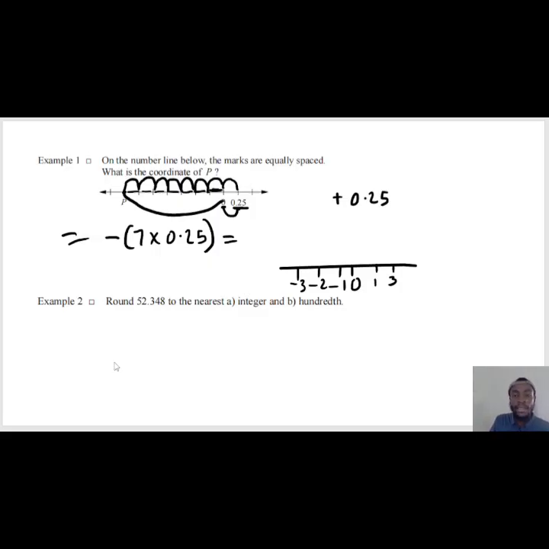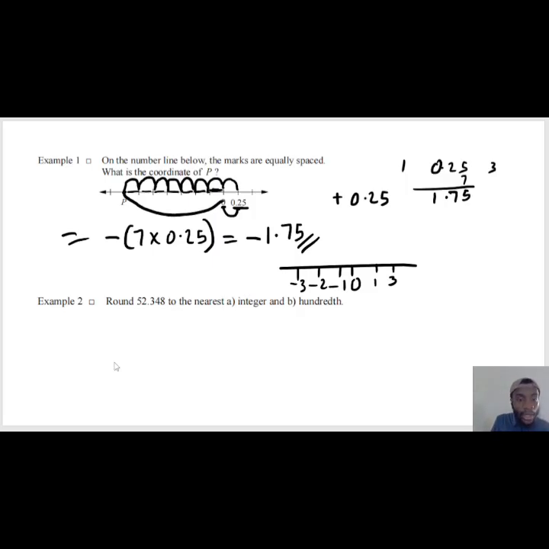So if I multiply 0.25 times 7, that will give us 1.75. So that's minus 1.75. That's the answer to that question.